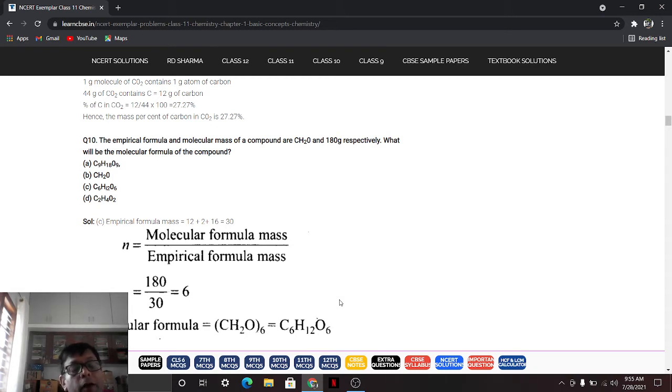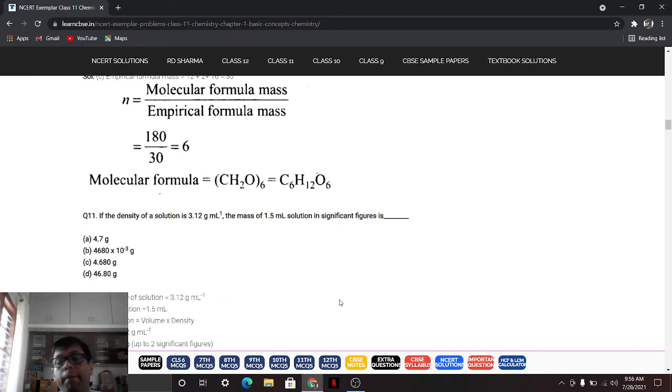That is equal to 180 divided by 30, which is equal to 6. Therefore molecular formula is (CH2O)n, but n is equal to 6. Therefore when n is equal to 6, it is converted into C6H12O6. That is the molecular formula, therefore option C is the correct option.